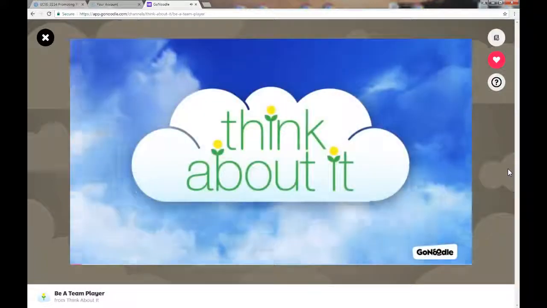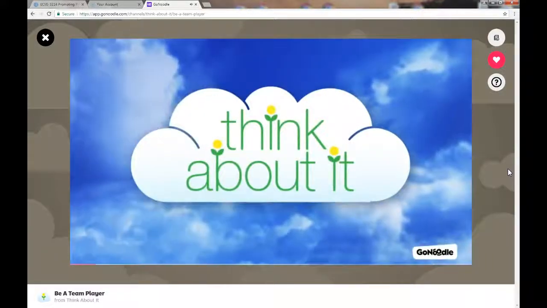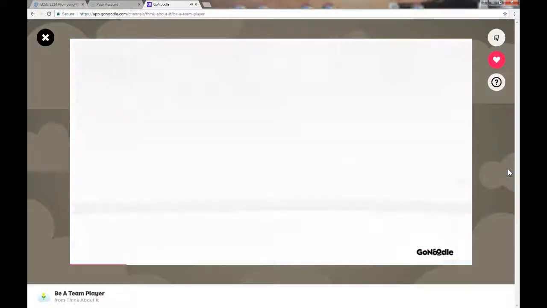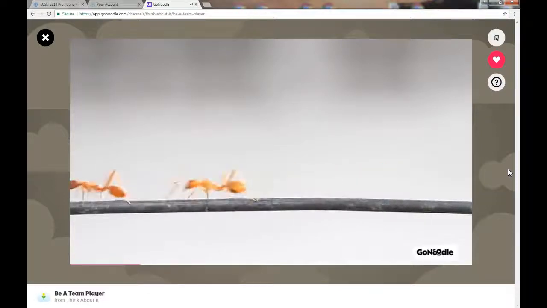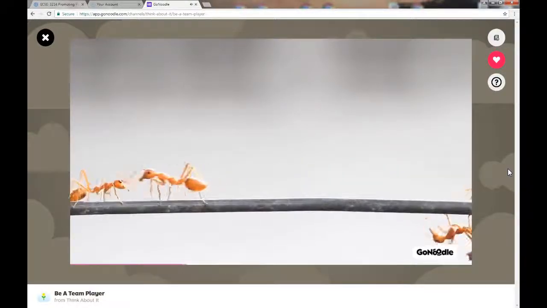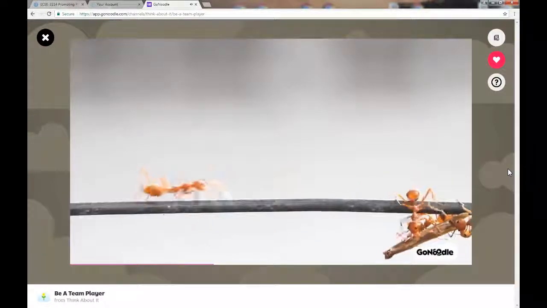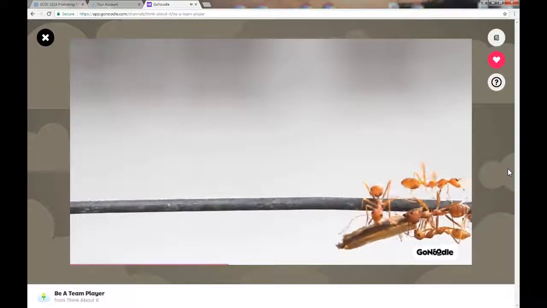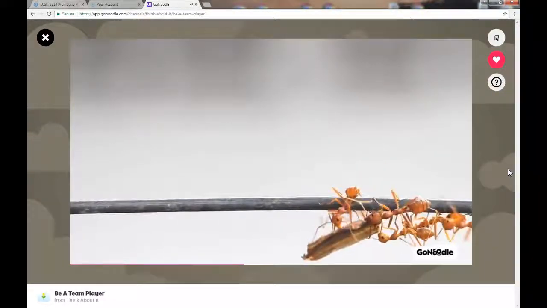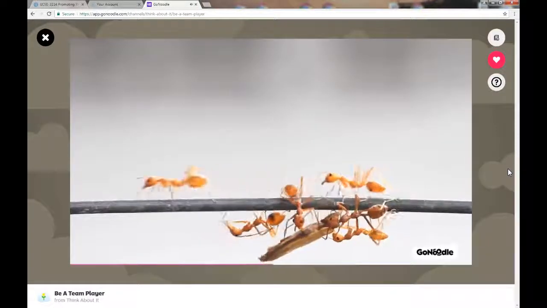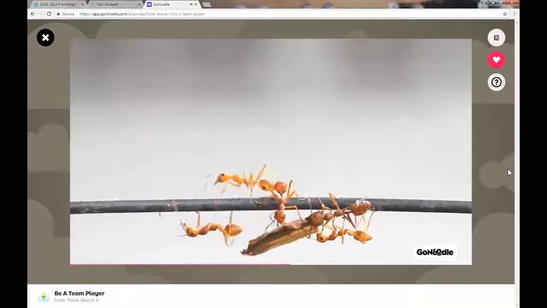Think about it. Sit or stand up straight. Take a deep breath and follow along. Being part of a team is fun. It takes a lot of work. Teamwork. Listening to others, collaborating on ideas, and taking turns. Take a moment to think of a time when you were a good team player, when you worked well with others. Maybe you were the leader, or maybe not.